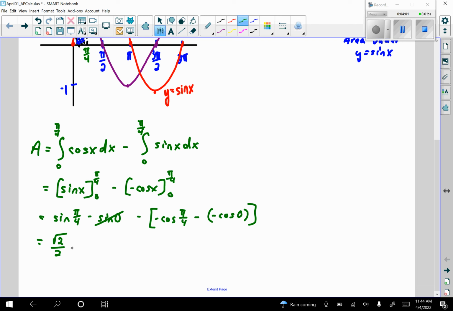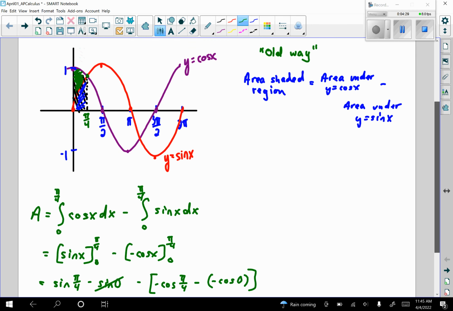Then this will become plus cosine of pi over 4 is radical 2 over 2. Cosine of 0 is 1, so this will become a plus 1, and then this minus will turn it back to a minus 1. So we'll have 2 radical 2 over 2, so this just will become a radical 2 minus 1, and we'll say square units here, because we were asked to find area. So that wasn't too bad.